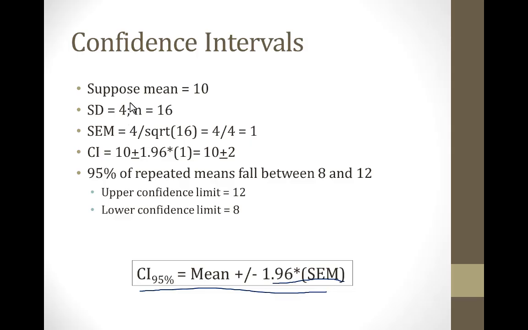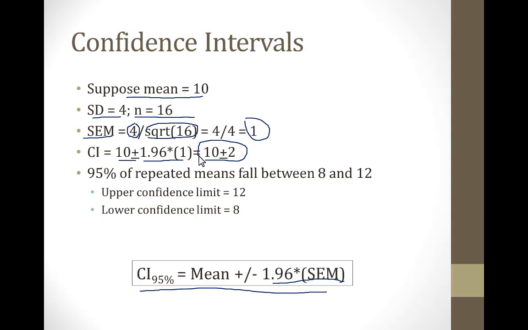Suppose we have a group of measurements and the mean value is 10, and the standard deviation is 4, and the number of measurements is 16. Recall from a few slides ago that the standard error of the mean is equal to the standard deviation, 4, divided by the square root of the number of samples. That would be the square root of 16. The square root of 16 is 4, so this would be 4 divided by 4, and the standard error of the mean, therefore, is 1. This means our confidence interval is 10 plus or minus 1.96 times 1, and 1.96 times 1 is basically 2, so our confidence intervals are 10 plus or minus 2.